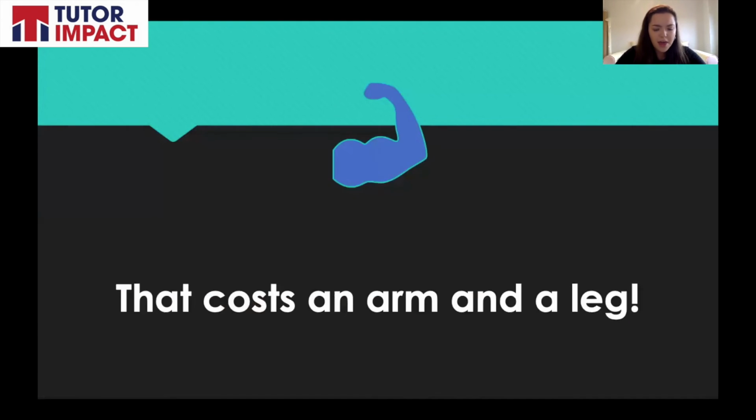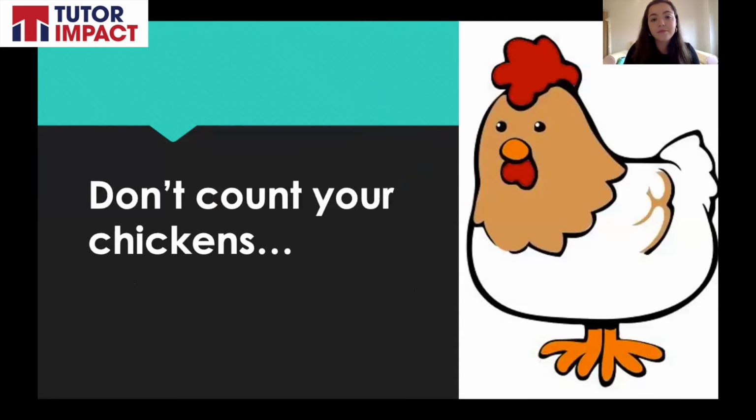The next one, that costs an arm and a leg. We say this when something is very expensive. So if it costs a lot of money, what we're saying is, oh, to pay for that, you would have to give your whole arm and a whole leg. That's how much money it costs. It's so expensive. But obviously they don't mean that. You don't have to pay an arm and a leg. It just means it costs a lot of money.